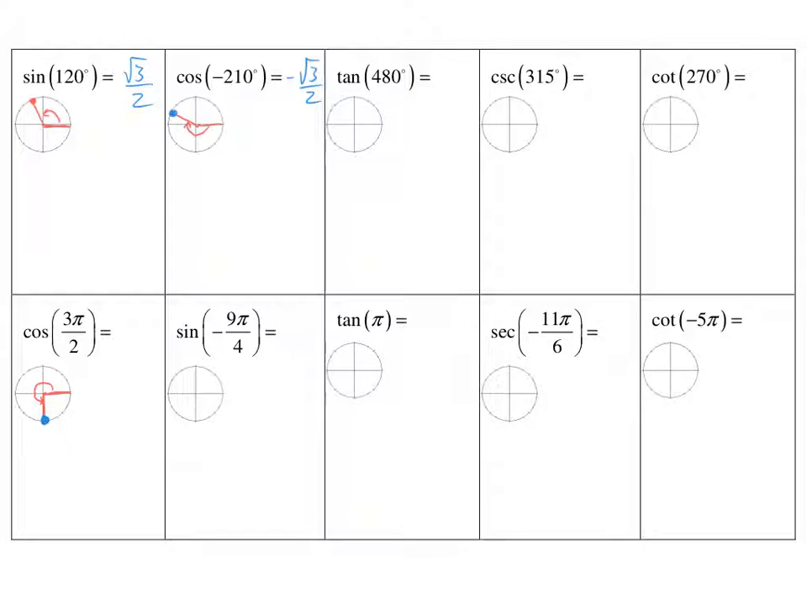Well, cosine is your x or y? It's x. So I want the x value of this. Well, isn't that 0, negative 1? So which one's the x? The 0 or the negative 1? It's the 0. There we go.